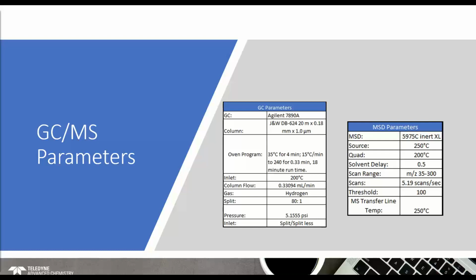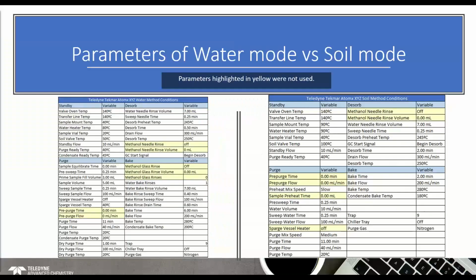Before we take a look at the results, here are some recent application guidelines that are used for parameters for GC-MS that were currently used for this demonstration. Next, let's have a look at the purge and trap method parameters.